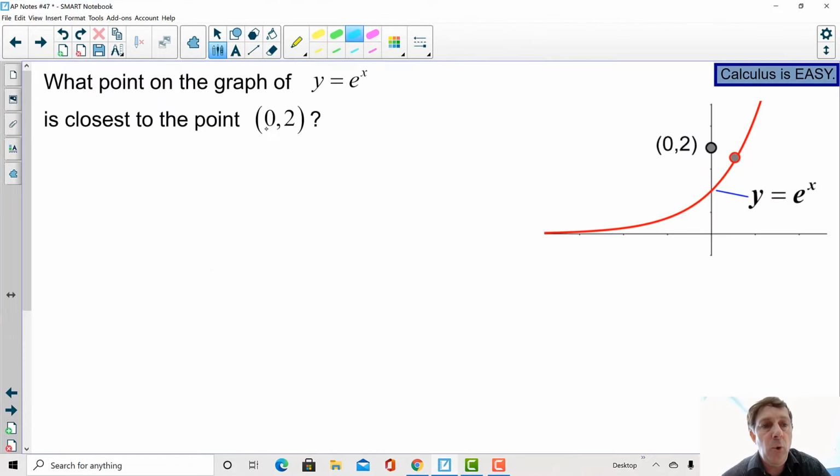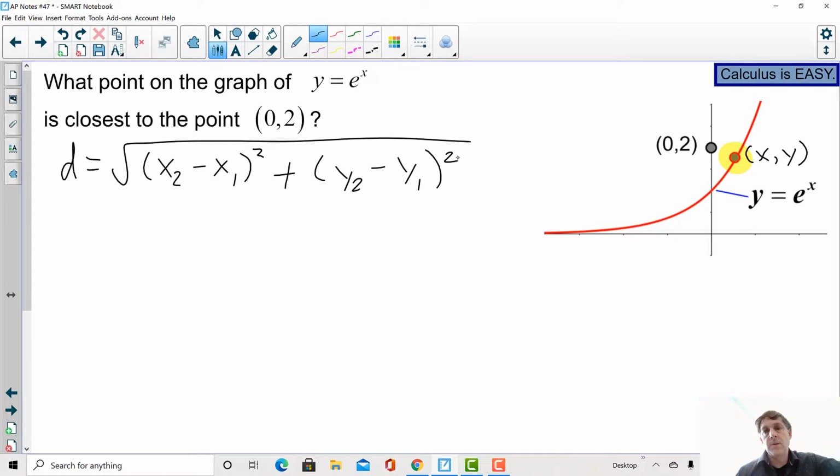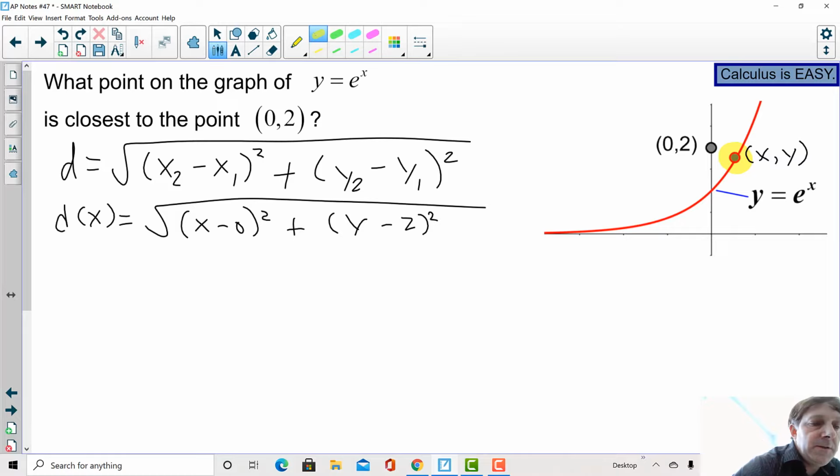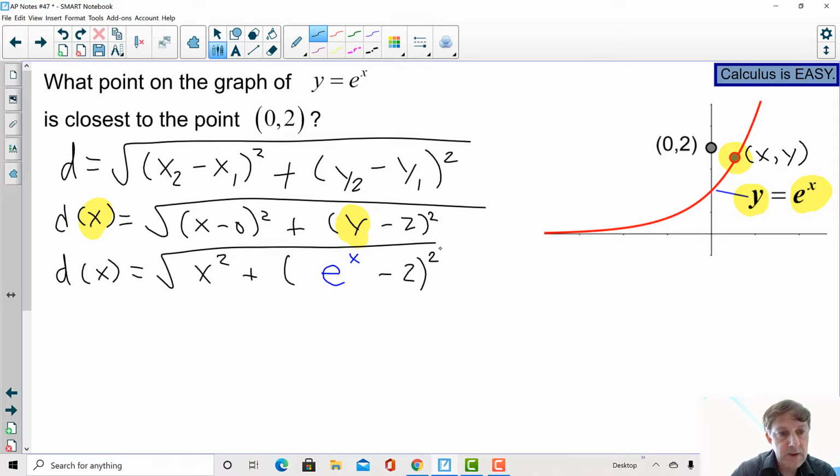Okay, here it's asking what point on the graph of y equals e to the x is closest to the point (0, 2). Now this red point right here is going to be the point (x, y), and we're going to need to use our distance formula for the distance between 2 points. Let's plug in our 2 points. Now this is supposed to be a function of x, but there's a y here, so we need to fix that. We can trade the y for e to the x, and that's the formula we're going to minimize to find the minimum distance between those 2 points.